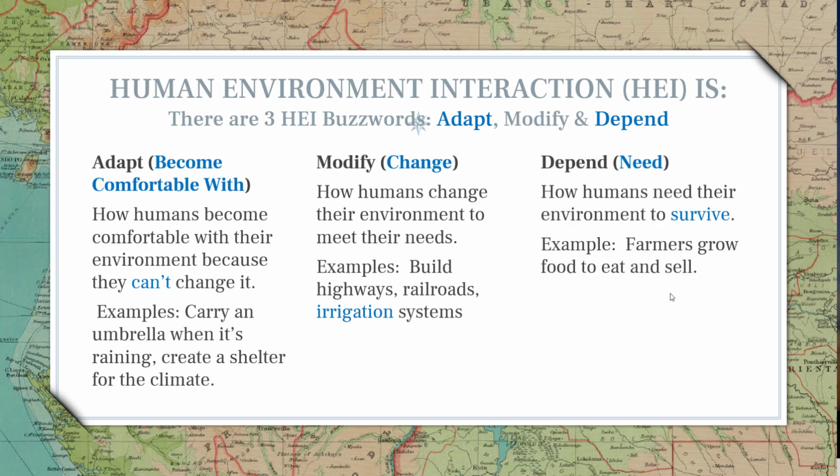And then depend. This is to need. It's how humans need their environment in order to survive. So farmers grow food to eat, absolutely, but also to sell so that they can buy other things. You might need your environment. If you lived in a forest, you might need to chop down some trees to have wood to burn to keep you warm, right? So there are different ways that you can need your environment or depend on your environment.